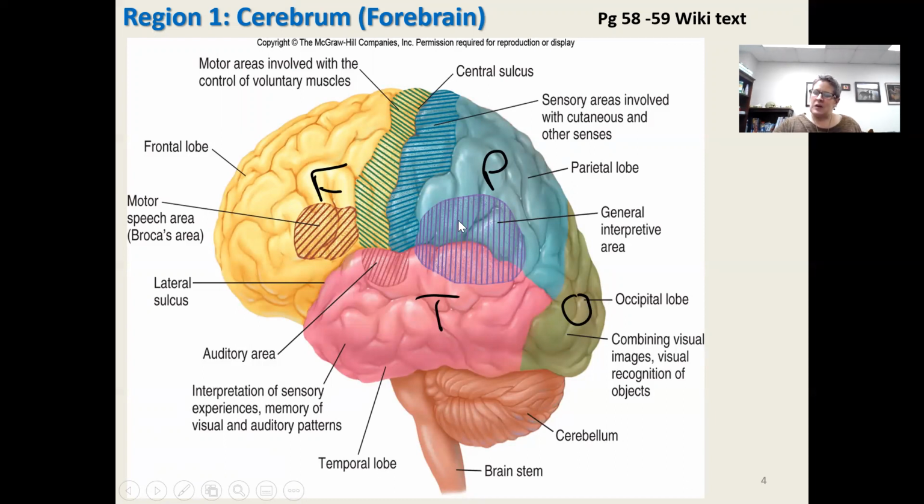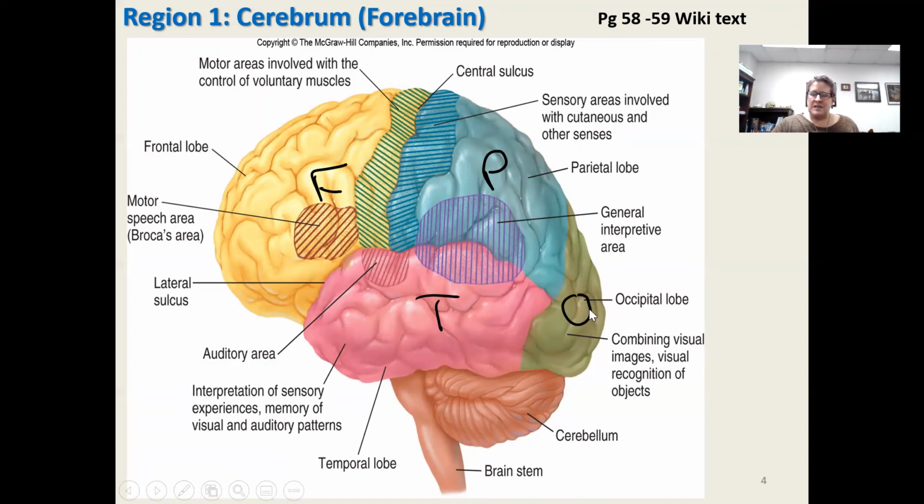They say it's called the general interpretive area. No one calls it that. It's the Wernicke's area, and we'll talk about what that does soon. Okay, down below in pink, the temporal lobe. Now, this is the lobe that would be located inside your skull where your ear is, and we're going to talk about its functions as well.